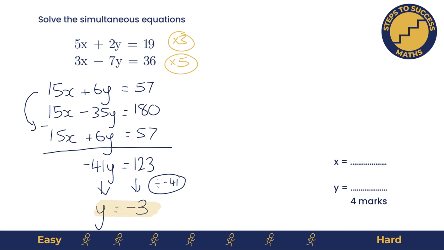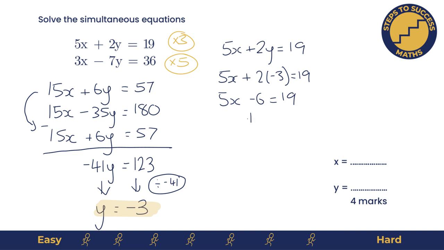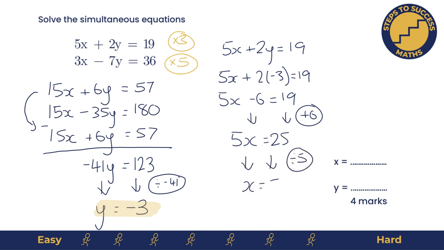And then I'm going to sub that into my first equation. 5x plus 2 times negative 3 is equal to 19. 5x subtract 6 is equal to 19. I'm going to add 6 to both sides. 5x is equal to 25. And to get x, I'm going to divide by 5. x is equal to 5. x is 5 and y is negative 3.